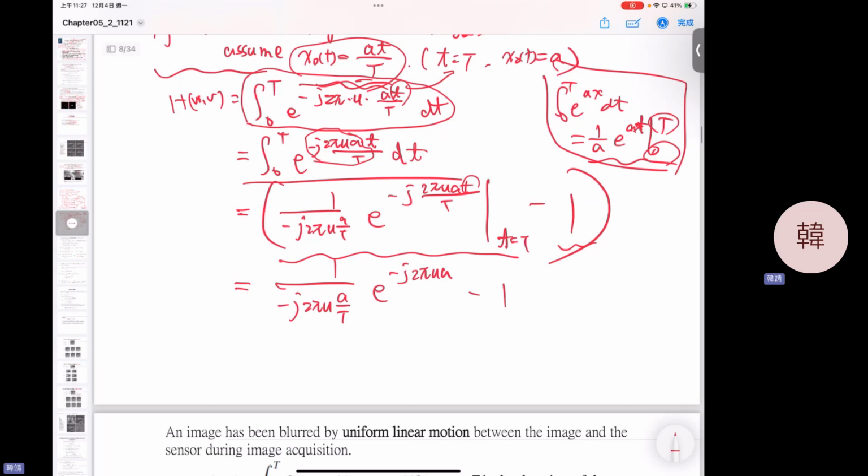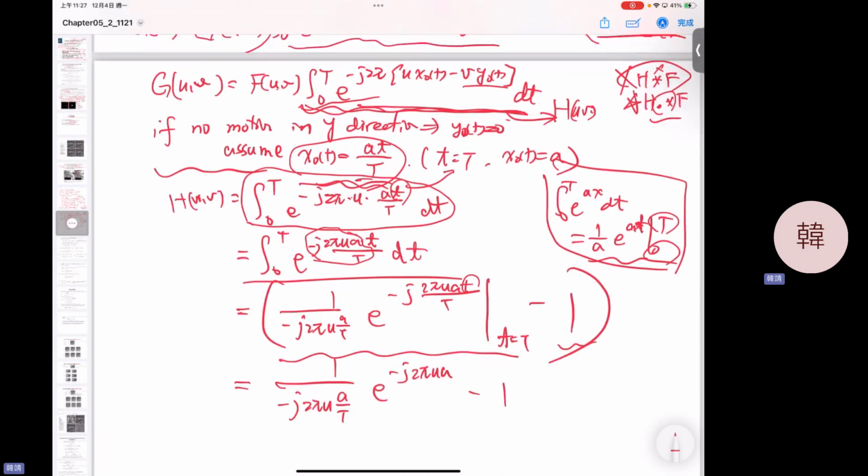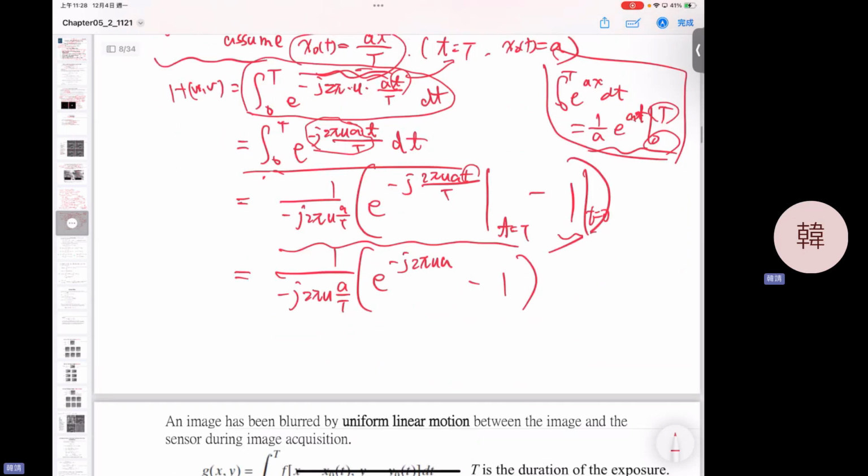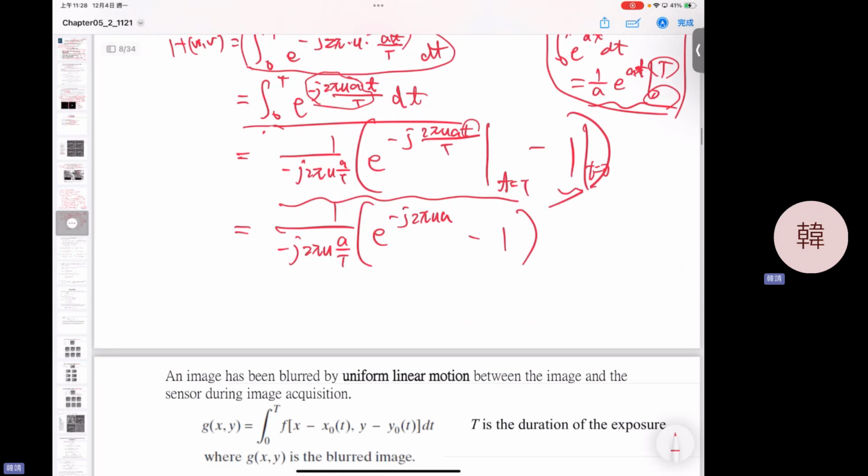And previously we still have this coefficient here. Sorry, I should put it here, the parentheses. So it should be like this. Here it should be the coefficient together, and then the remaining term with t equal to T. Here is t equal to 0, so we get a constant one.